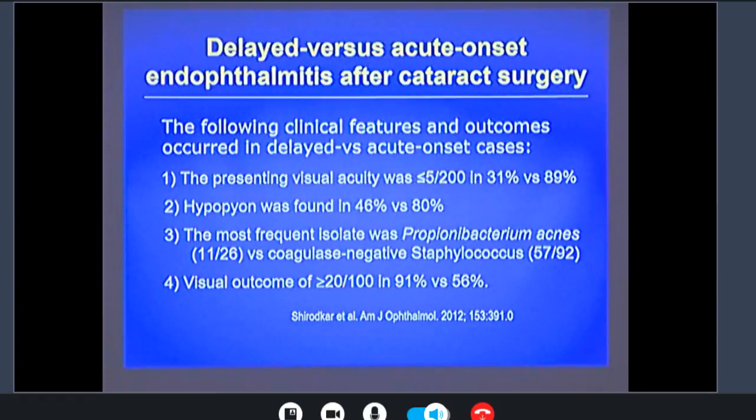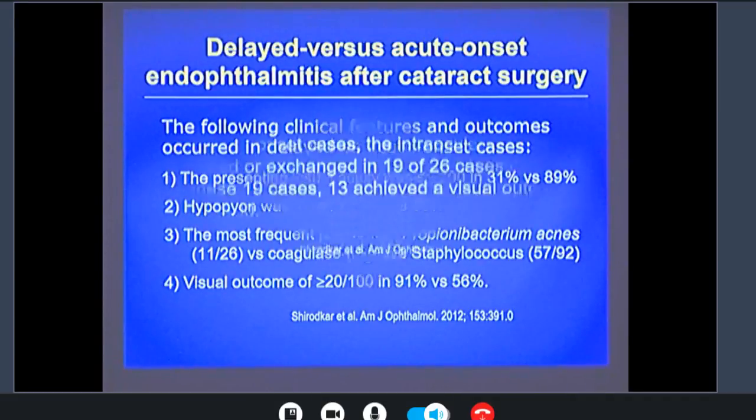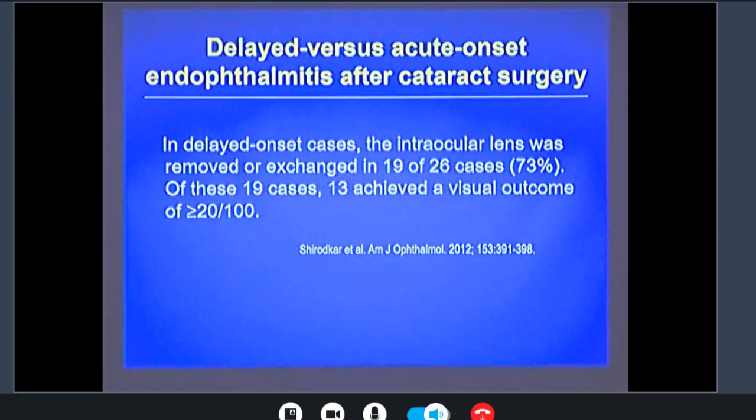Which type will be associated with a better visual outcome, chronic or acute? The chronic cases. So they looked at good visual outcome of 20/100 or better, which was achieved in 90% of the chronic cases and 56% in the acute cases. In delayed onset cases, the intraocular lens was removed or exchanged in 73% of the cases. So frequently we need to remove the intraocular lens.